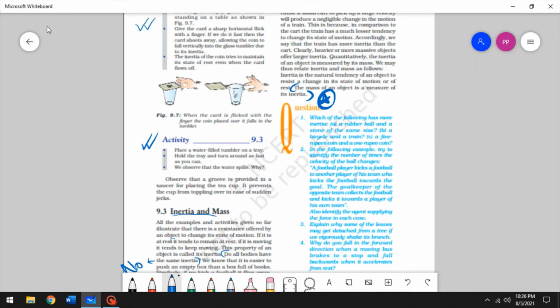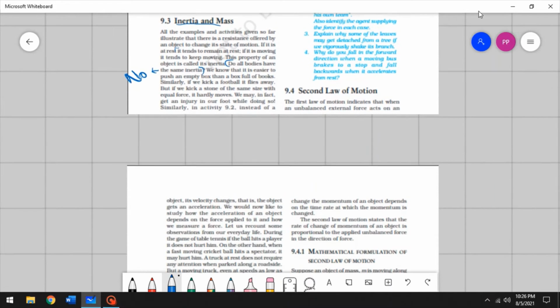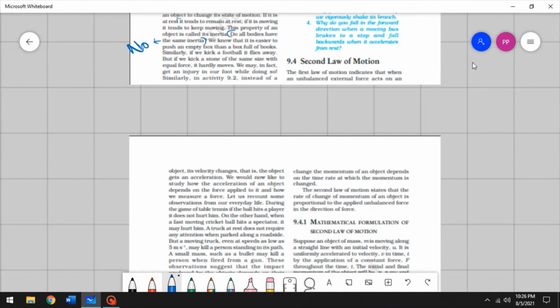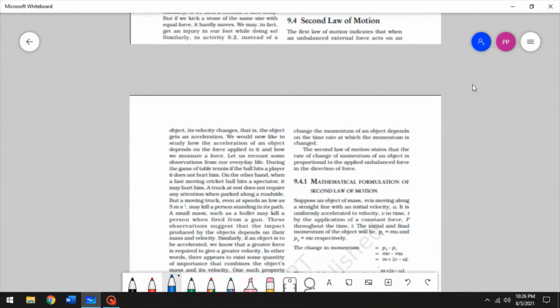So we have the first few questions of this chapter. We have the first 4 questions. I want you to try them on your own. And if you are unable to solve any question or if you're stuck on a question, feel free to go back to that part of the video where I explained that question. So we finished the first law of motion.